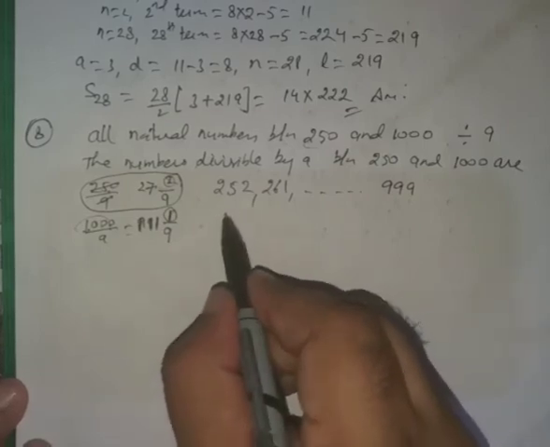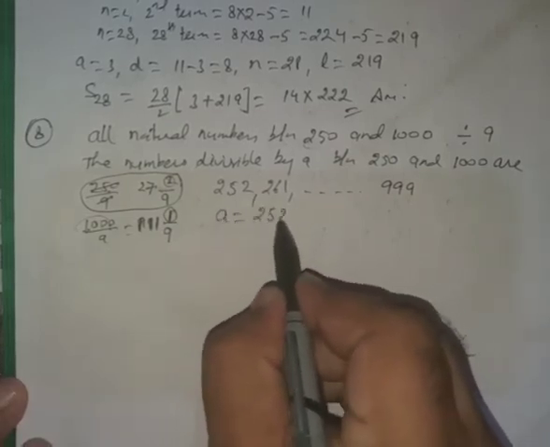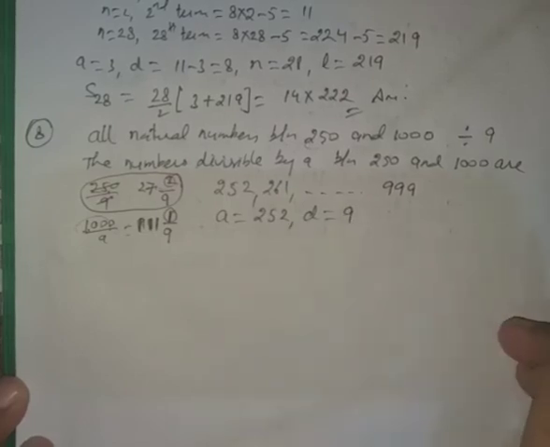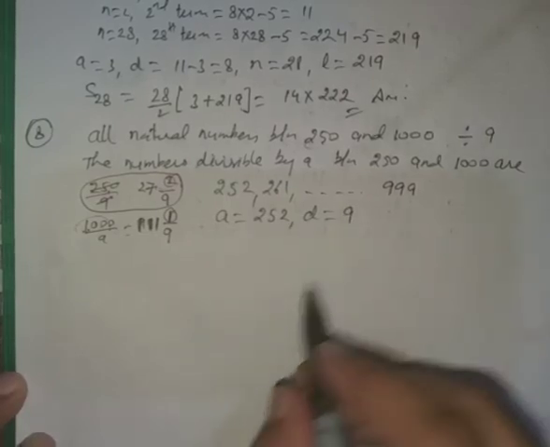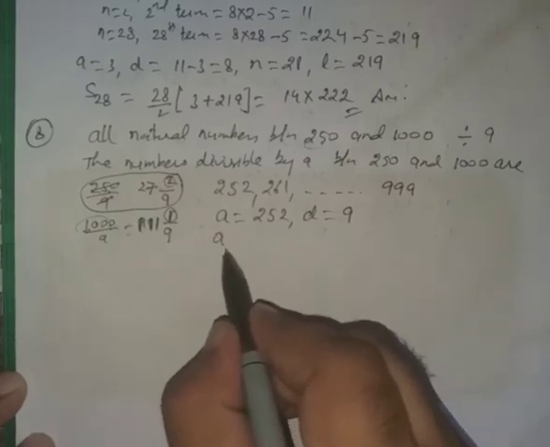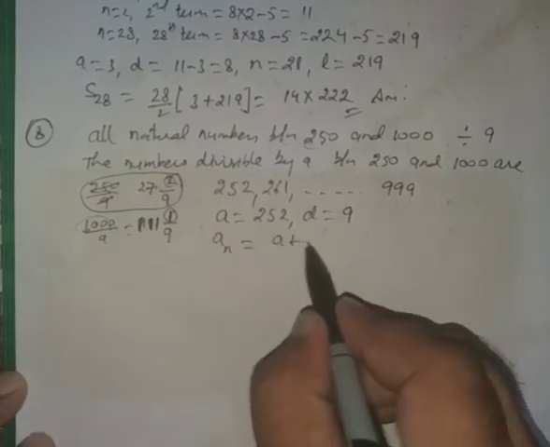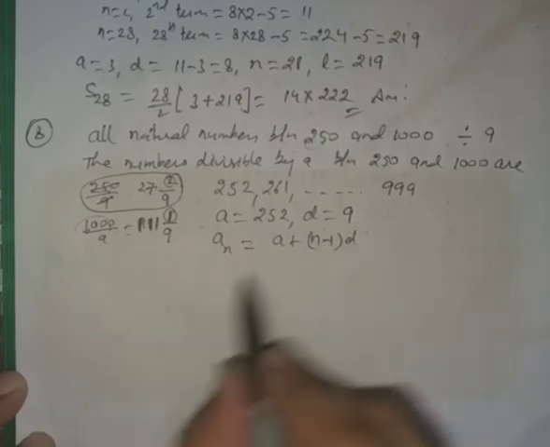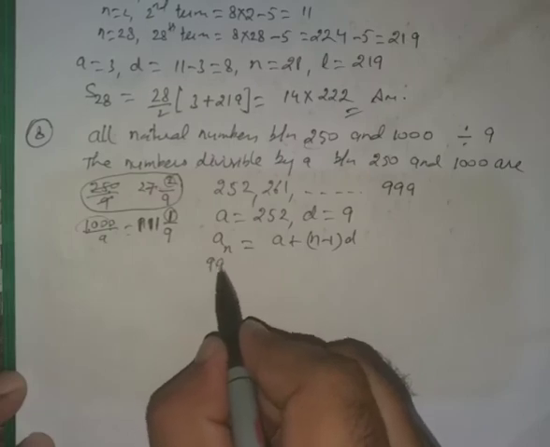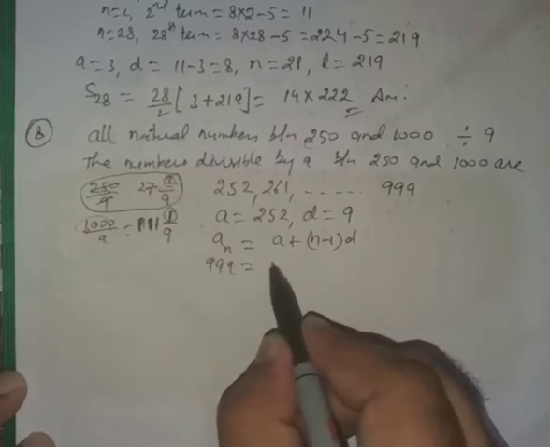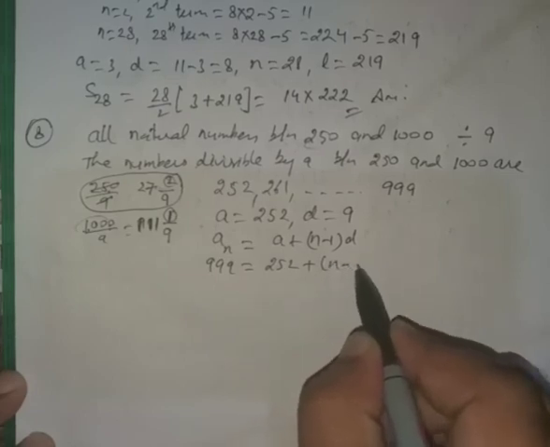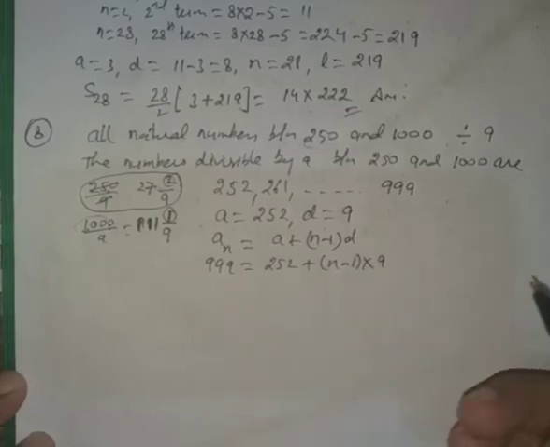So here we have first term equal to 252, difference equal to 9, but we do not know the number of terms. To find n, we will use the first formula that we already know: an is equal to a plus n minus 1 multiplied by d. By using this we will get the value of n first. Here an, the last term, is 999, that is, 999 equal to 252 plus n minus 1 multiplied by 9.